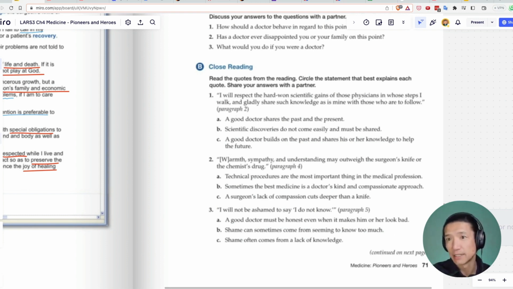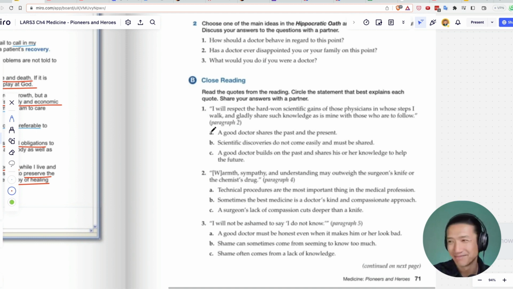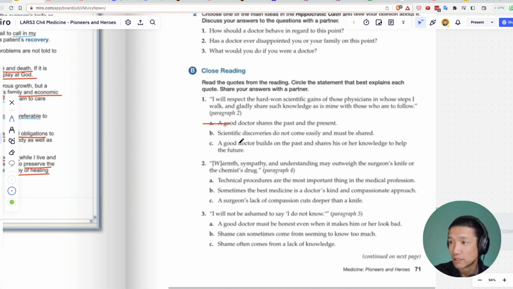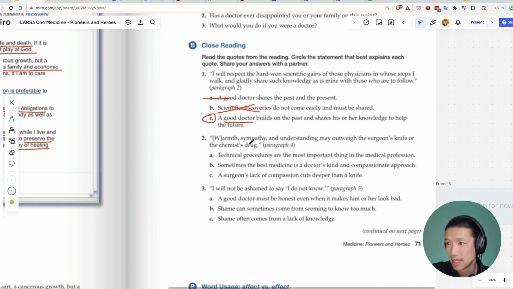So I would say, what would I say? A good doctor shares the past and the present. Like, no. Scientific discoveries do not come easily and must be shared. I agree, but I think a good doctor builds on the past and shares his or her knowledge to help the future. Okay, we're talking about good doctors, not just scientific discoveries. So this is where I would say this is wrong. So I think C is the correct choice.